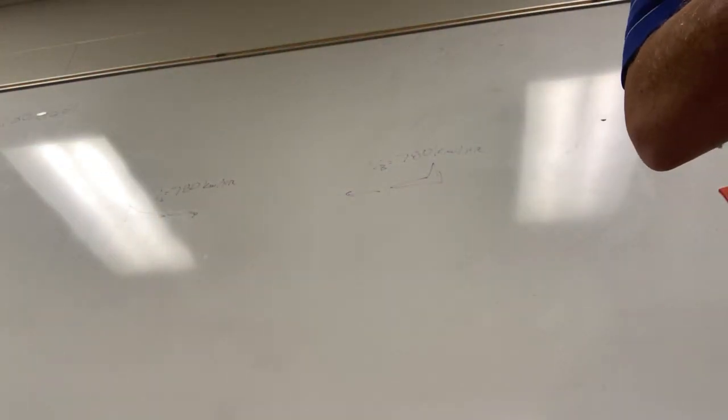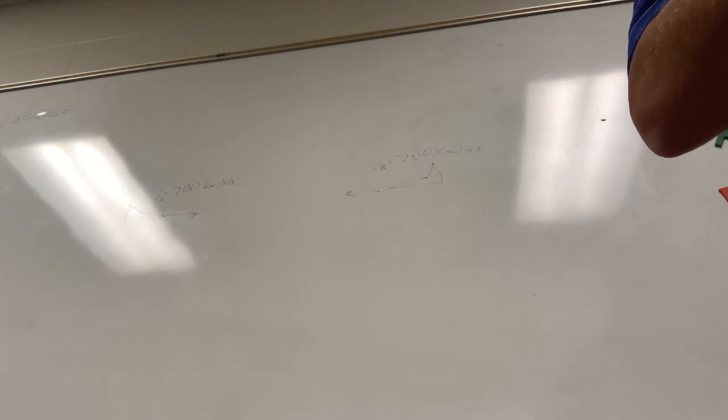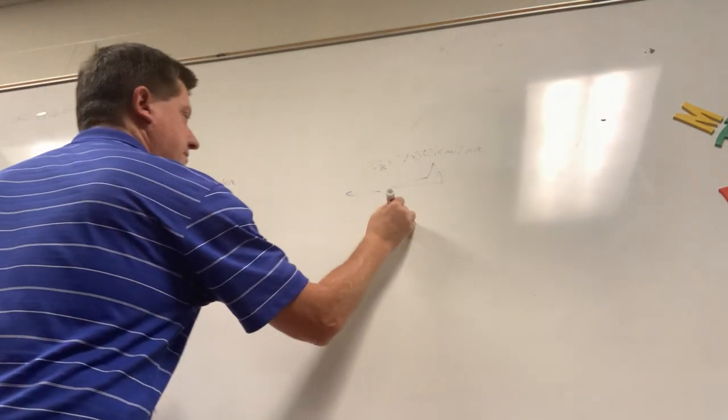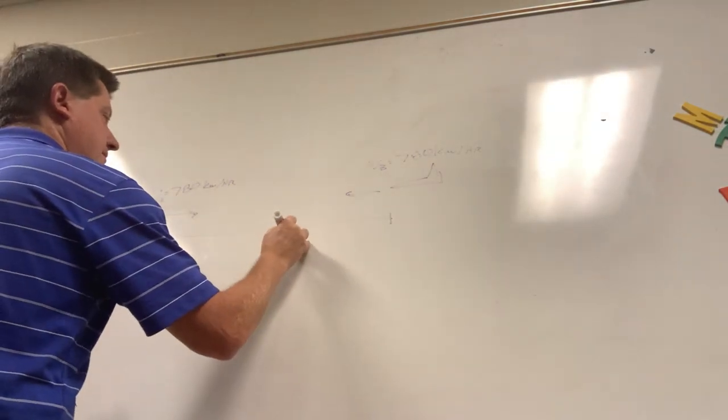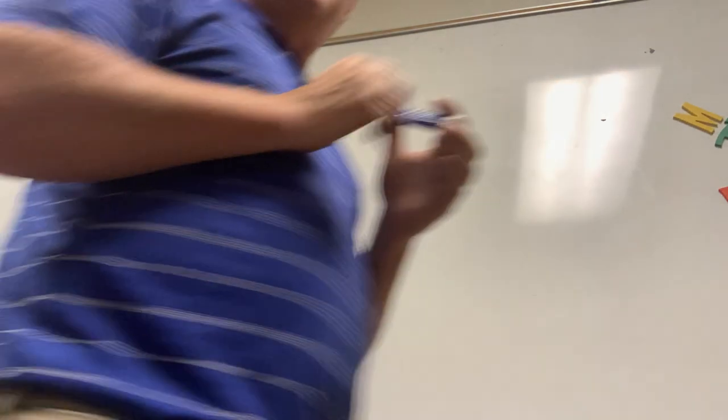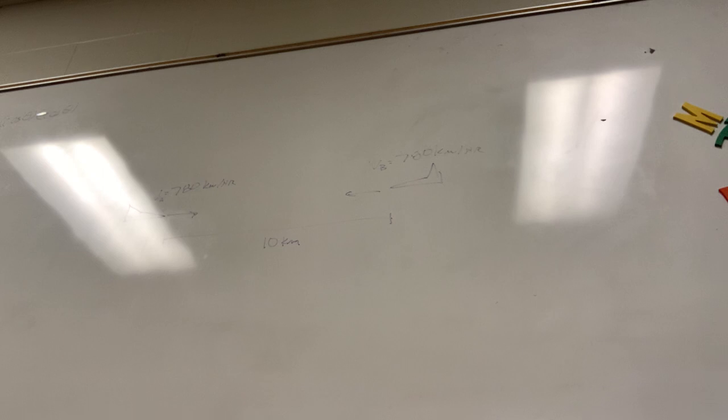Two planes approach each other head on. Each has a speed of 780 kilometers an hour. This is all relative to the ground. And they spot each other when they are initially 10 kilometers apart. How much time do they have to take evasive action? I assume evasive action of any kind will prevent collision. They don't give a response time. They apparently spot each other from 10 kilometers away.